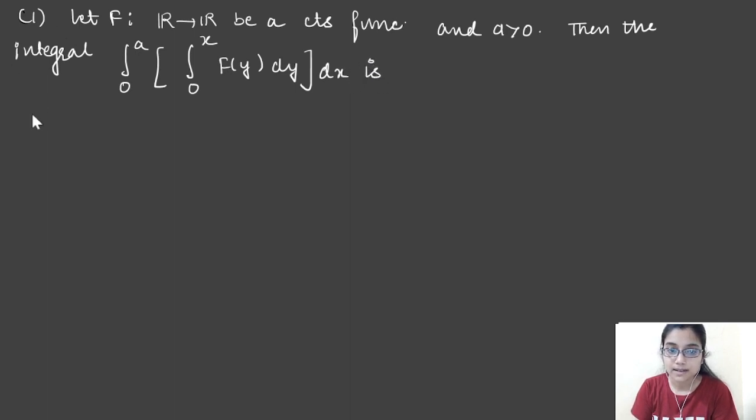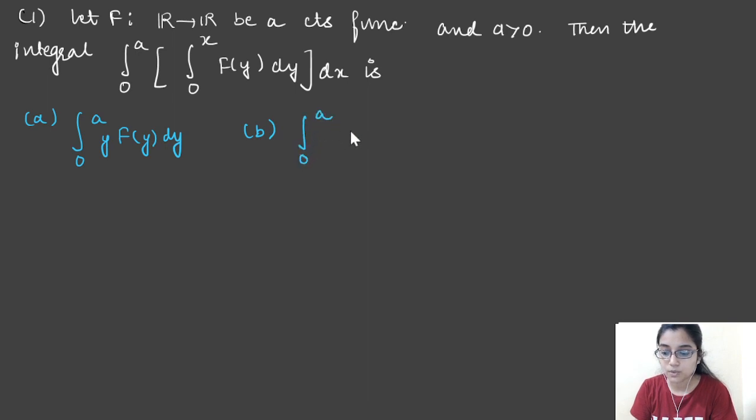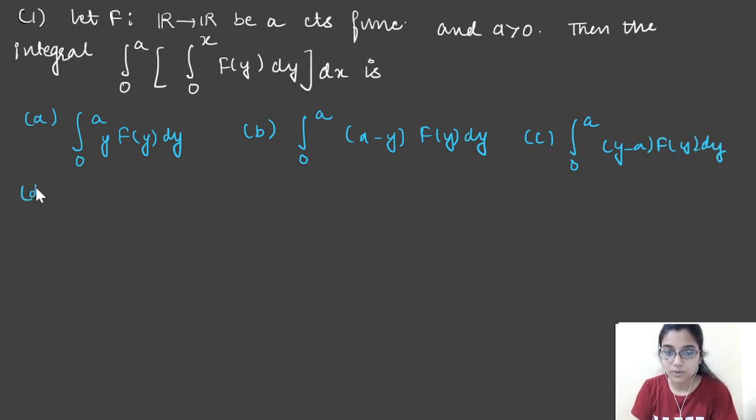So the options that they have given are: option A, integral from 0 to a of y times f of y dy. Option B is integral from 0 to a of (a minus y) f of y dy. Option C is integral from 0 to a of (y minus a) f of y dy. And the last option, option D, is integral from a to 0 of y times f of y dy. So suppose in exam, if this kind of question comes, always focus on one thing.